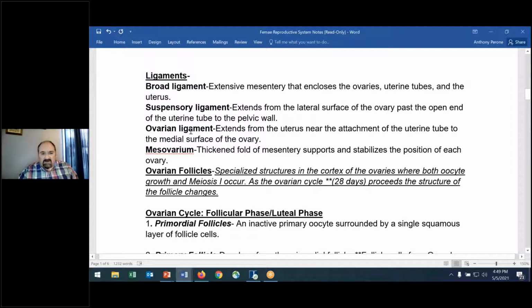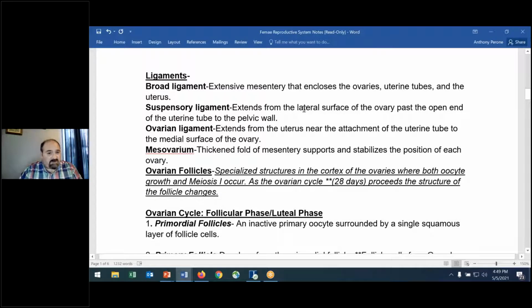Now, see here as far as the ovarian ligament, what is this going to attach to? It extends from the uterus near the attachment of the uterine tube to what? The medial surface of the ovary. So this helps to maintain the ovary. And I believe that I might have shown it to you in the lab, but I didn't ask that you know that for the practical exam.